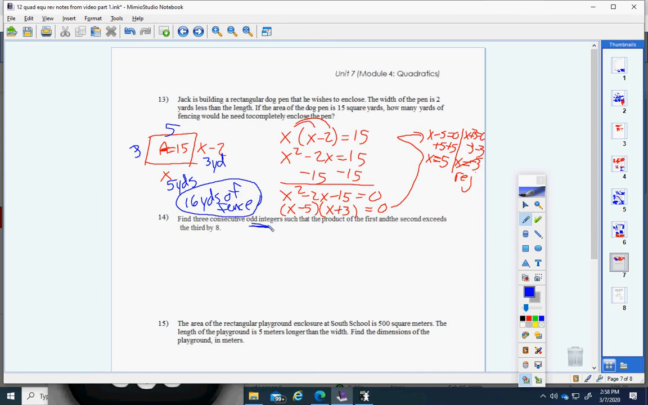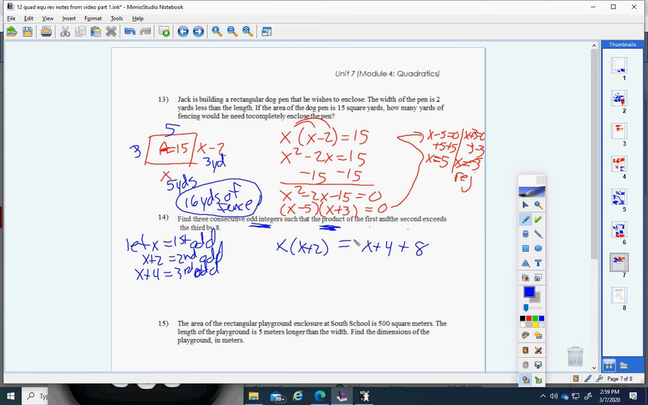Find 3 consecutive odd integers. Let's let x equal the first odd. Odd integers are 2 away from each other, so x plus 2 is the second odd, and then x plus 4 is the third odd, such that the product of the first and the second, so the first one times the second one, exceeds the third by 8. So here's the third one. So this product is bigger than that by 8. So I'm going to give this 8 more so that they're equal to each other.